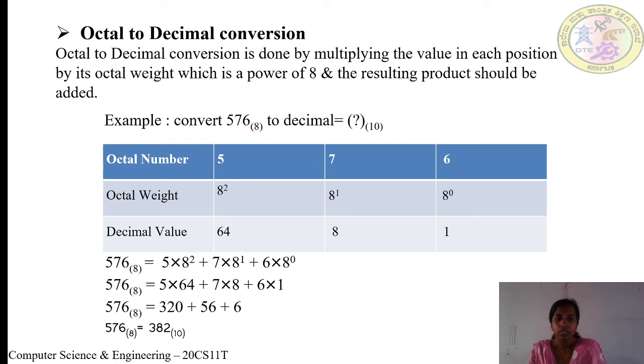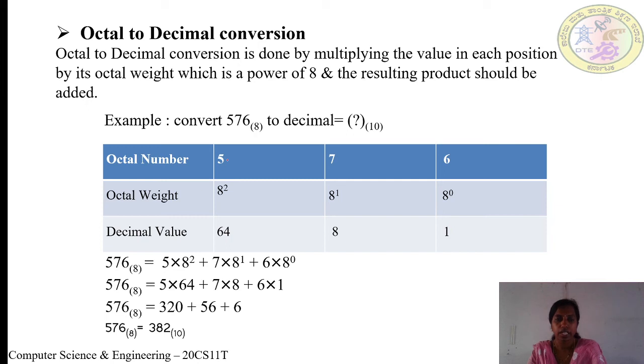The digits of an octal number are written from right to left. So the equivalent octal weights are: 6 is multiplied by 8 to the power of 0, 7 by 8 to the power of 1, and 5 by 8 to the power of 2. The equivalent decimal values are: 8 to the power of 2 is 64, 8 to the power of 1 is 8, and 8 to the power of 0 is 1.